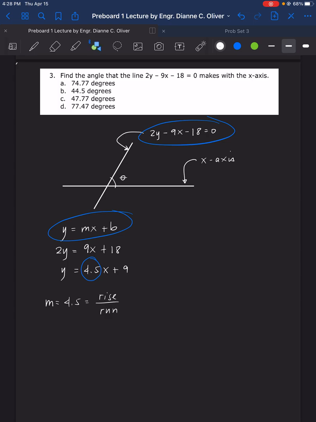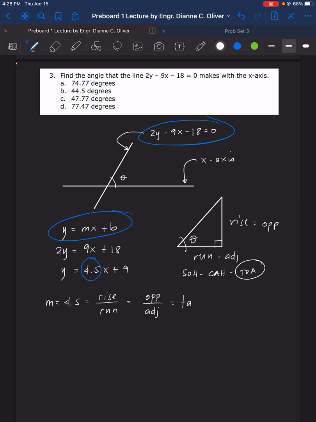Now, if we say rise over run, this is the rise and then the run. We're looking for the angle. This is the Pythagorean theorem because the slope should be in a right triangle. So that's also equal to the opposite of this angle over the adjacent of the angle. When we are dealing with opposite over adjacent from SOHCAHTOA, that is the tangent. That means m is equal to 4.5 equals tangent theta.